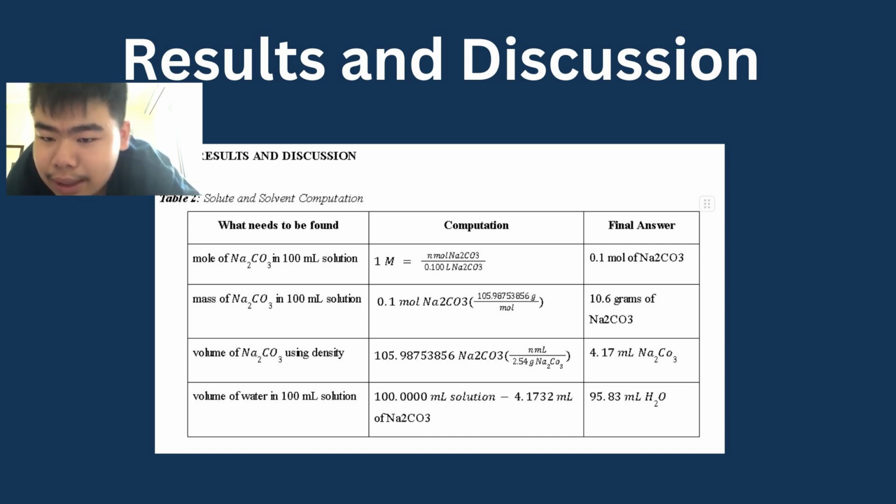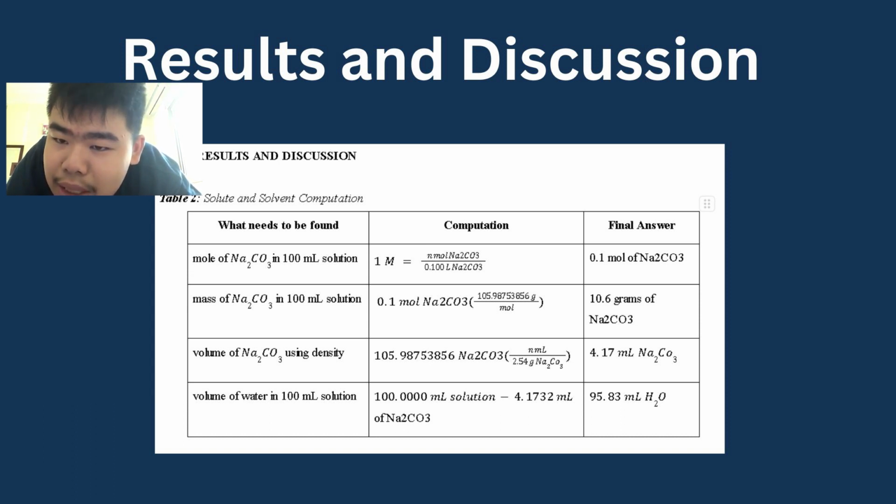Which when divided by 10 and rounded up, results in 10.6 grams of sodium carbonate. Next, the researchers need to determine the volume of water required. Since the density of Na2CO3 is not 1 gram per mole, a calculation is needed to ascertain the necessary amount of water to add to the 10 milliliters of Na2CO3 extracted from the 100 milliliter solution.